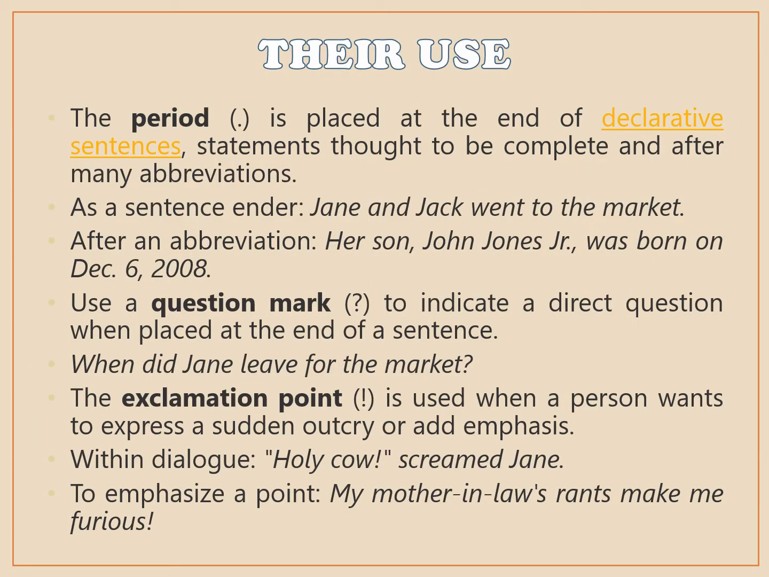The period. The period is placed at the end of declarative sentences, statements thought to be complete, and after many abbreviations. As a sentence ender, for example, we have: Jane and Jack went to the market. You can see that at the end of the sentence, we wrote a period. After an abbreviation: her son, Jones Jr., was born on Dec. Dec. is the abbreviation for December 6, 2008.